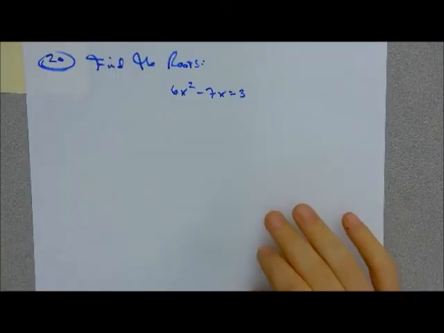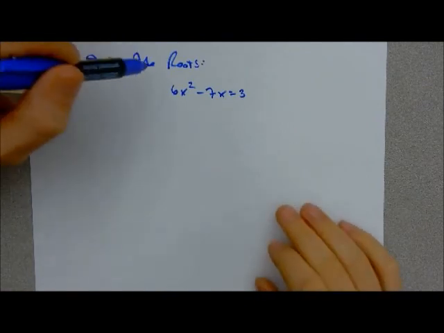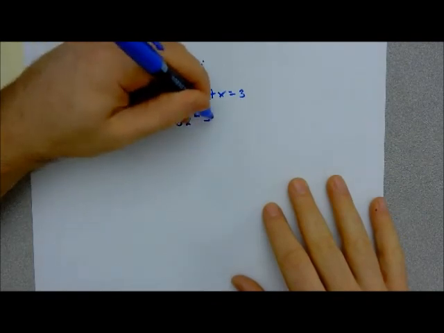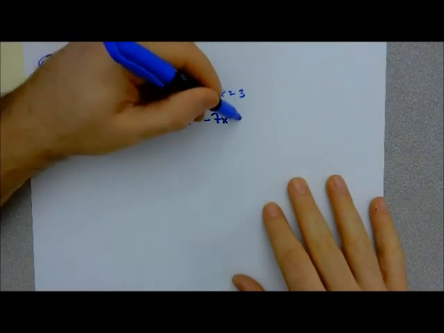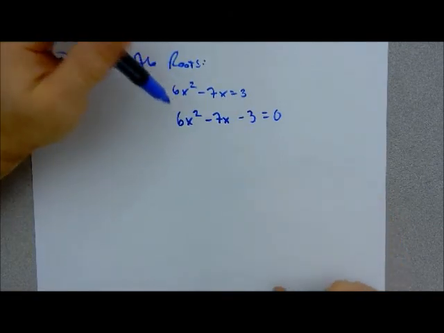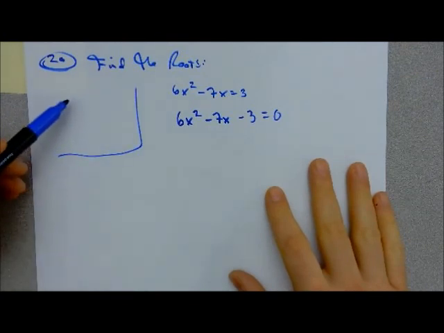And then for number 20, it asks you to find the roots. It is something quadratic, so you should slide everything to the left. You would have 6x squared minus 7x minus 3 is equal to 0. This would factor, but it's pretty hard with the 6 out front, so you might want to start right with the quadratic formula. So ABC.